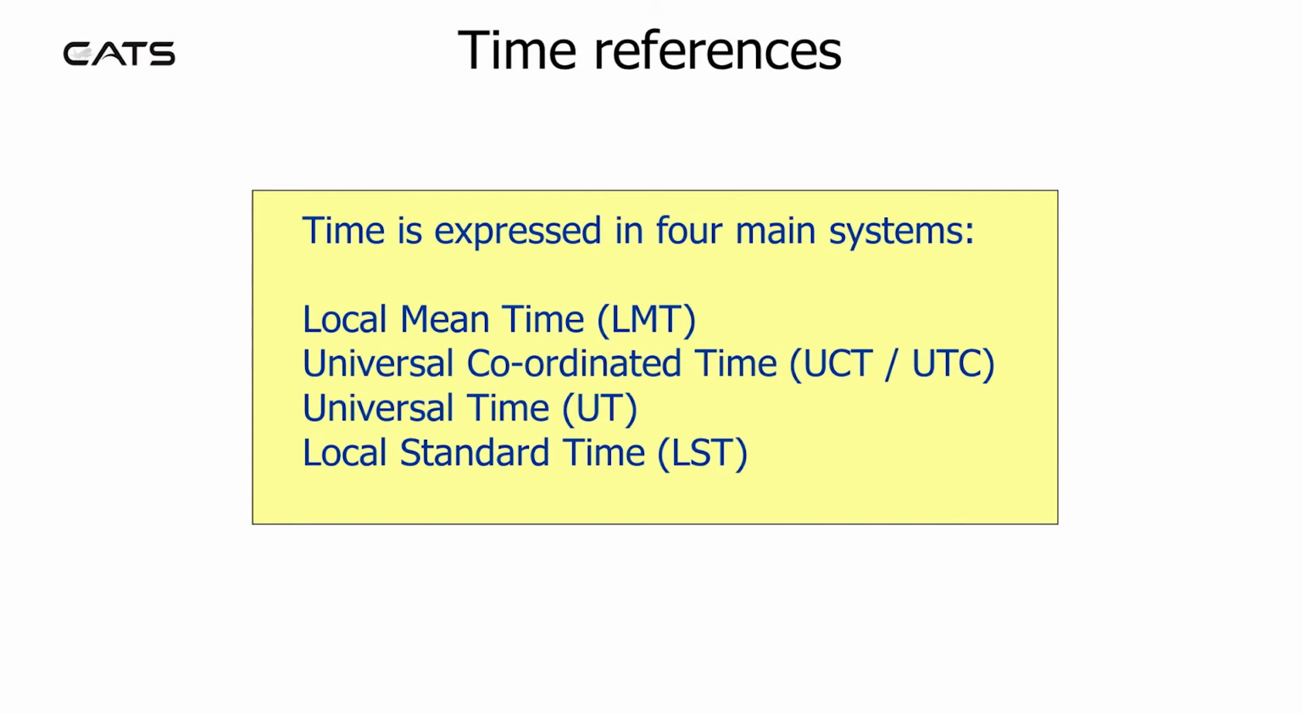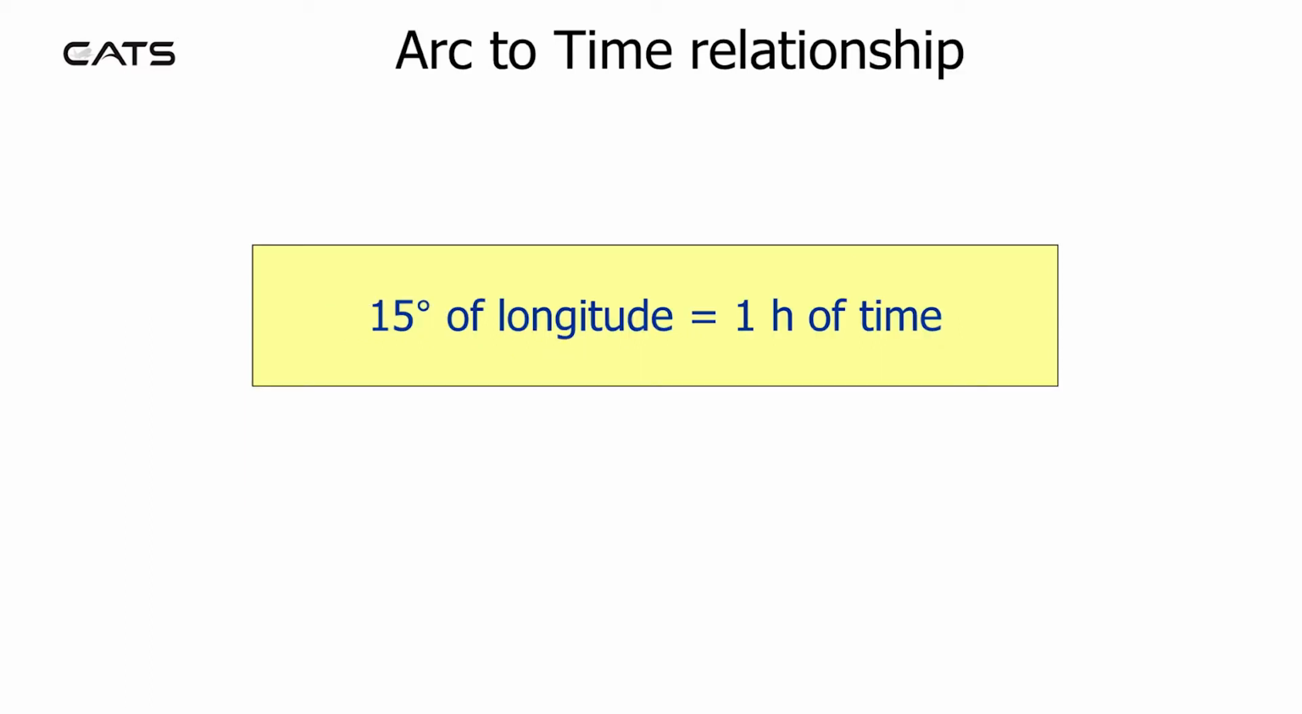Time references. Time is expressed in four main systems: local mean time, universal coordinated time, UCT or UTC, universal time, or local standard time. The arc to time relationship. 15 degrees of longitude equals 1 hour of time.